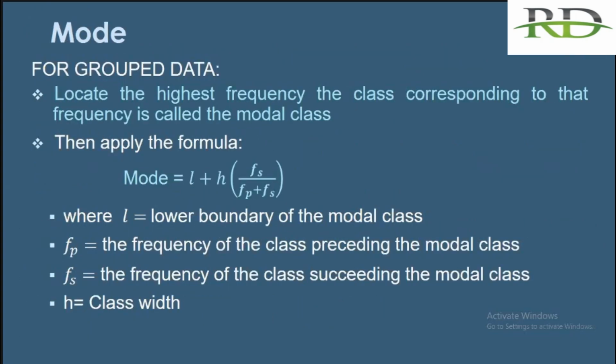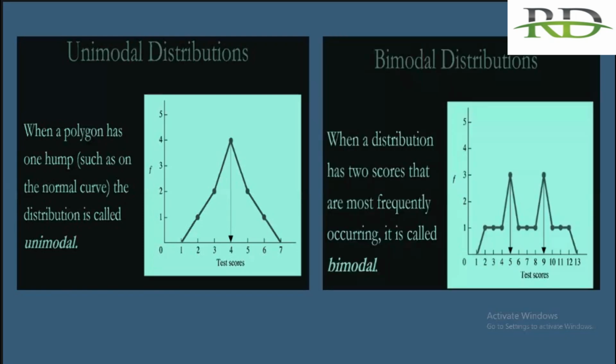Now this is the formula for mode, not going into the details. On the left, you can see a graph that is unimodal, having one mode. And on the right, you can see it is bimodal. So there are 2 modes.